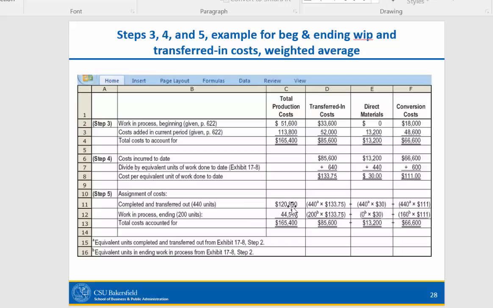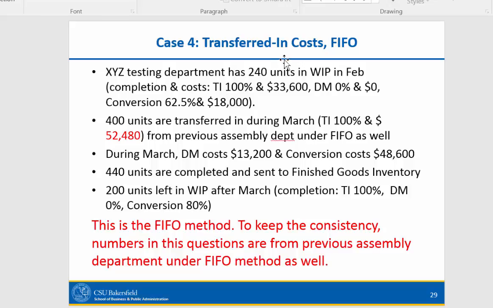So in your balance sheet, these are the numbers you're going to apply. Okay, in the finished goods inventory, you have to post a debit, right? And the WIP in the balance sheet, you are going to report this $44,000 and $510 in your balance sheet. So this is about the weighted average method. Okay. So next, let's look at the FIFO.